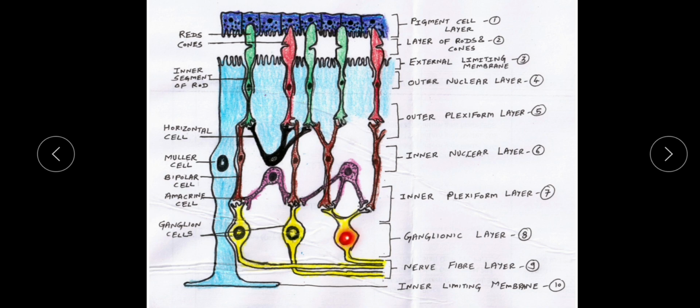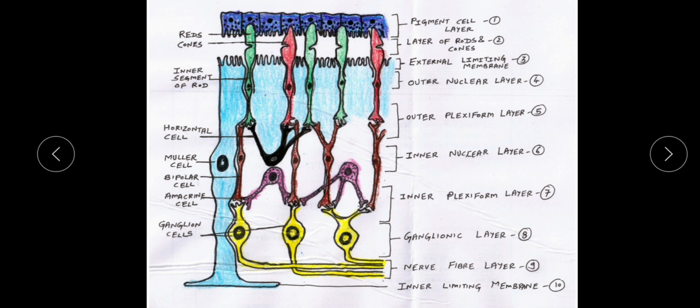Now the processes, particularly the axons of these ganglion cells, combine with each other and lie in the layer known as the nerve fiber layer, which goes up to the optic disc to form the optic nerve. And the last one, the most inner layer, is the inner limiting membrane, which is formed again by the Müller cells, particularly the inner processes of the Müller cells. So this is the schematic diagram of the various layers of the retina.